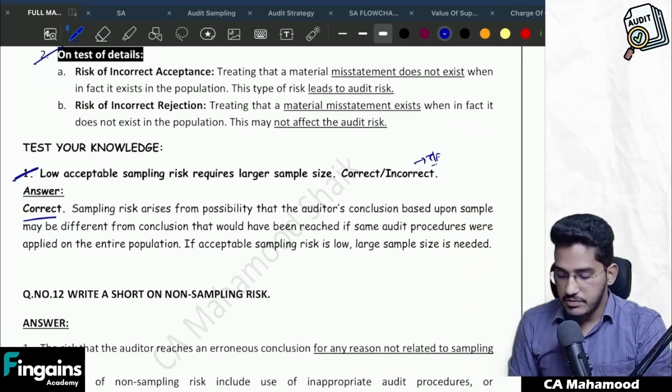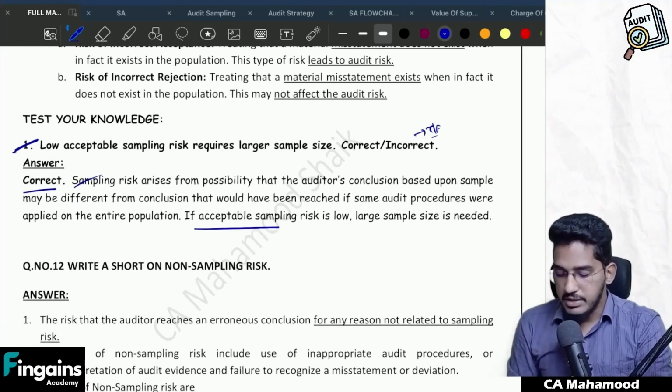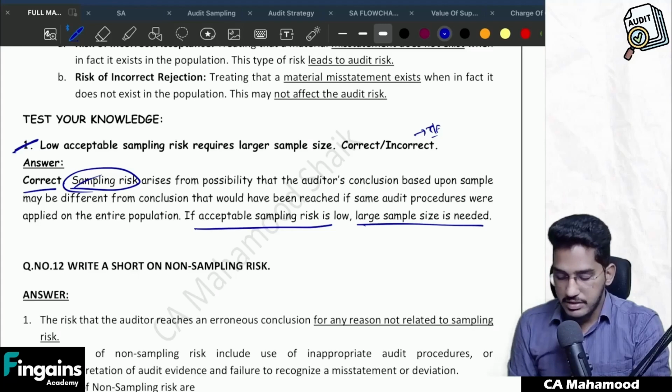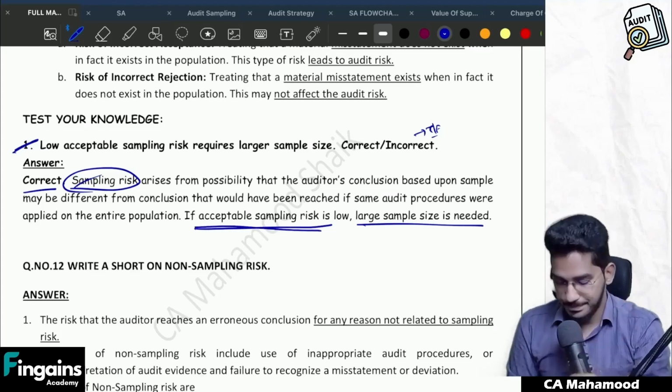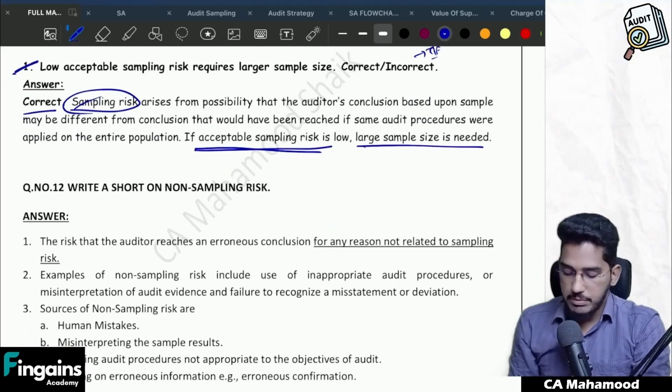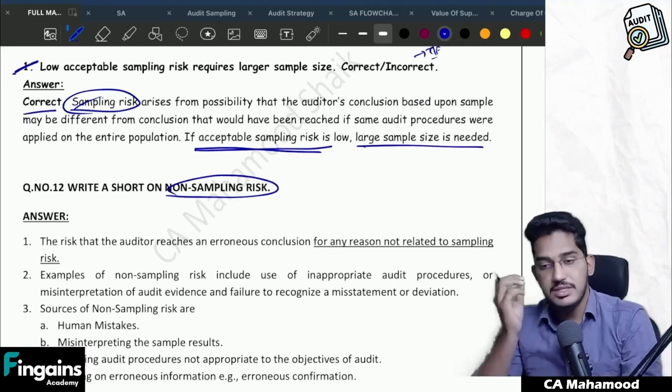Sampling risk arises from the possibility that the auditor's conclusion based on a sample may be different. So first they have told the definition of sampling risk. If acceptable sampling risk is low, a larger sample size will be needed. For the justification, first write the meaning of sampling risk, then write the statement: if sampling risk has to be low, the sample size has to be bigger. Understood? Now, since we understood what is sampling risk, let us try to understand what is non-sampling risk.